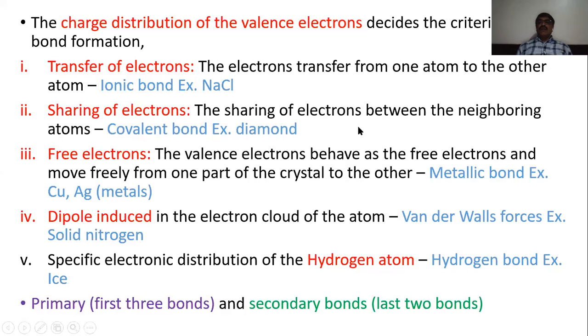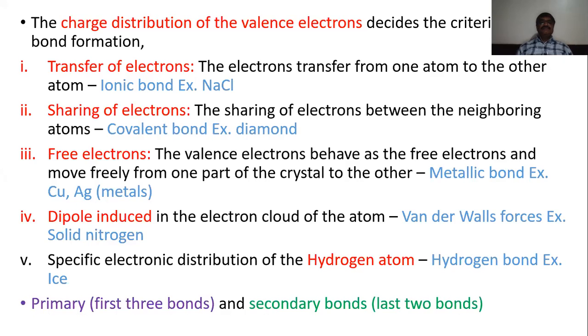When the two atoms come so close that they share an electron or a number of electrons in the common space between them, this gives rise to the formation of a bond between the two atoms, and such a type of bond is called a covalent bond. The best example is diamond. Diamond is the hardest possible material on the earth, implying the strength of the bond that is formed due to sharing of electrons, that is, the covalent bond.